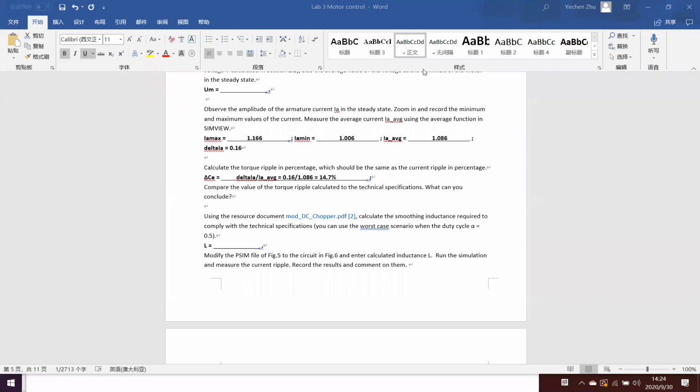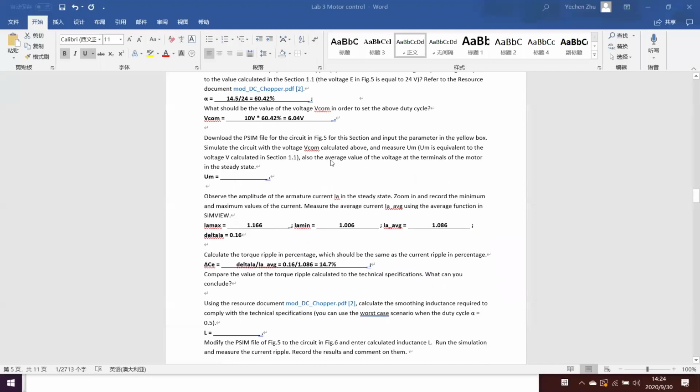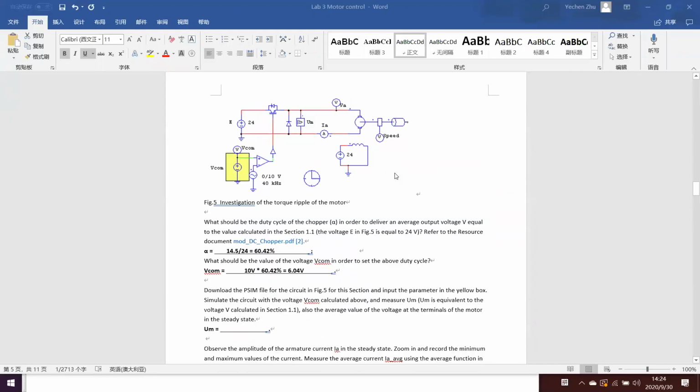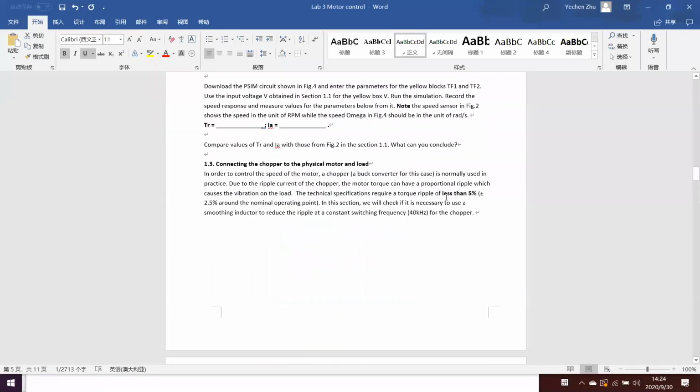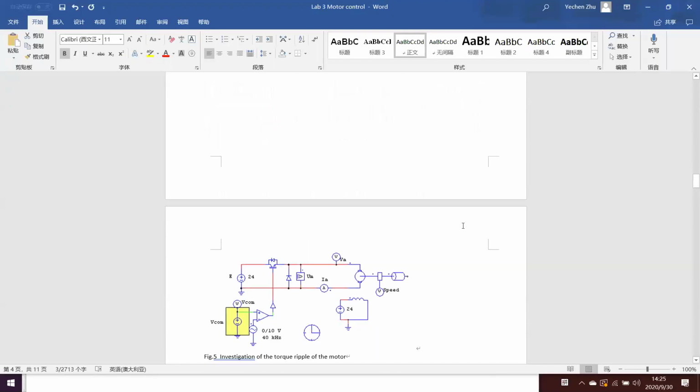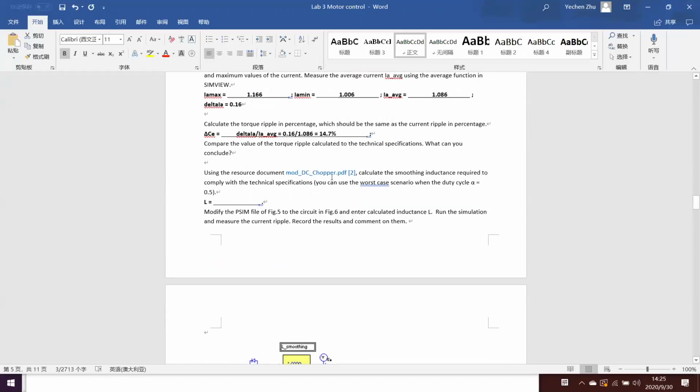All right, good. I can see all of you got a percentage of 14 point something, so it's larger than 14%. But in our lab notes, the requirement is that we want the torque ripple less than 5%. So apparently our converter doesn't meet this requirement, so we need to add an inductor to lower the ripple.